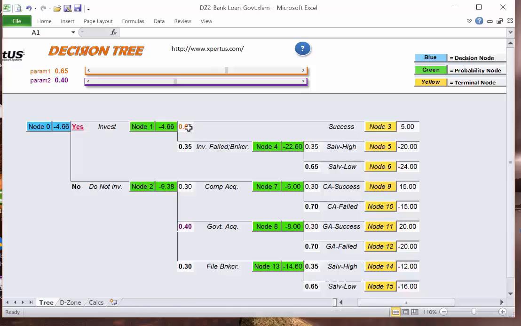Please know that this param 1 and param 2 are governed by the scroll bars. If I change the scroll bar, it becomes 55. You can see, if I go down, the decision changes. The next thing is to see how we can build a decision zone map. So let's go to the zone map here.